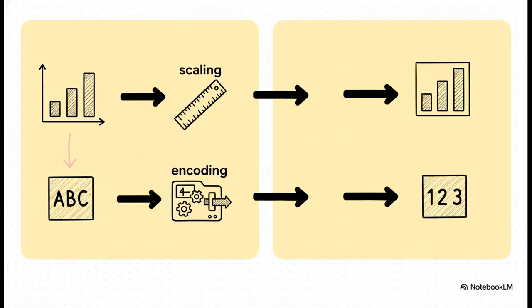Let me show you exactly what I mean. Your numerical columns, like the price, they need to be scaled. But your categorical columns, like the outlet type, they need to be encoded into numbers. If you accidentally apply the wrong step to the wrong column, you're going to get either an error or just total garbage. We have to be selective.